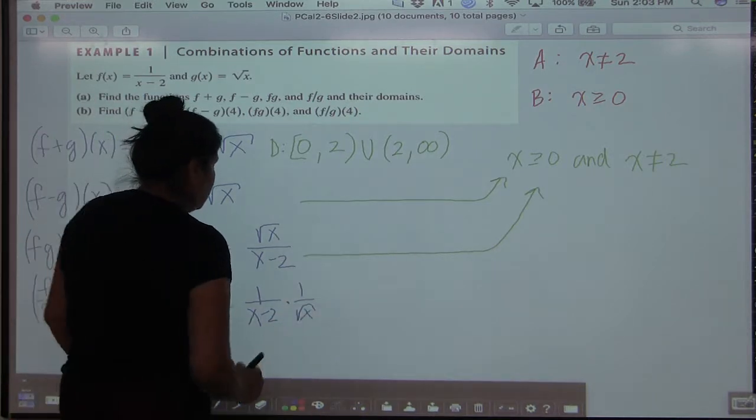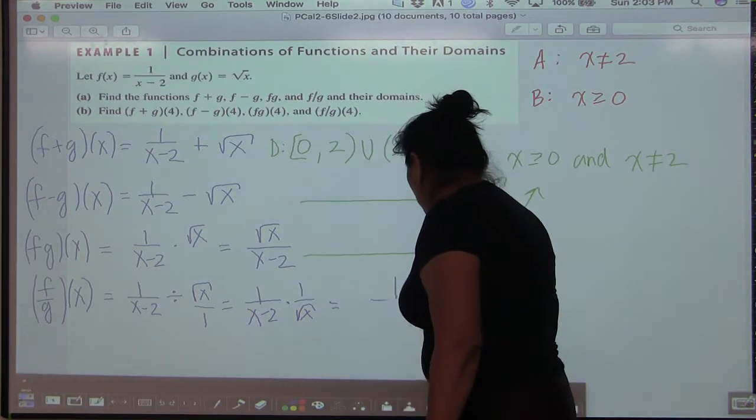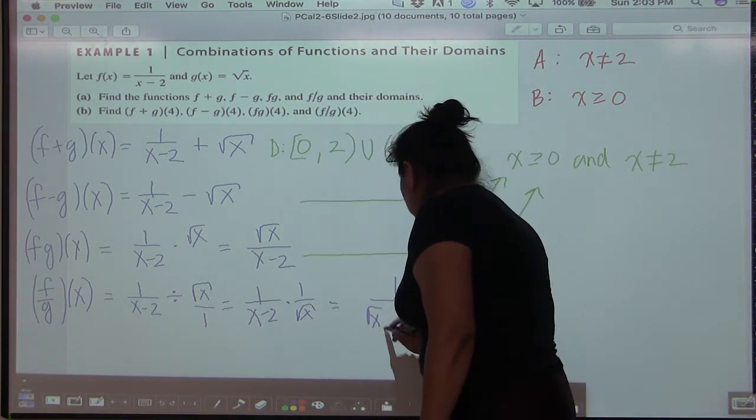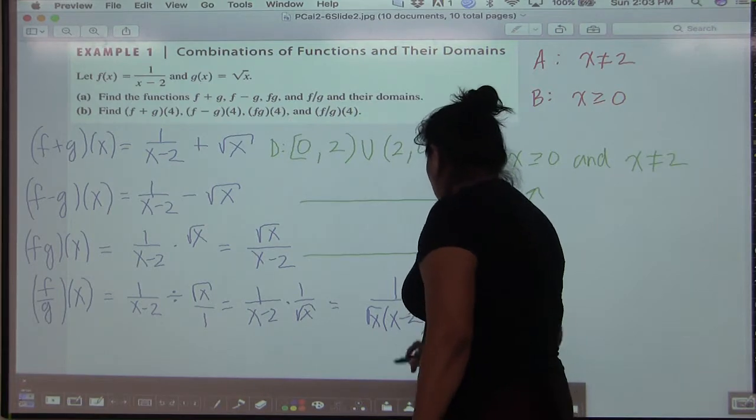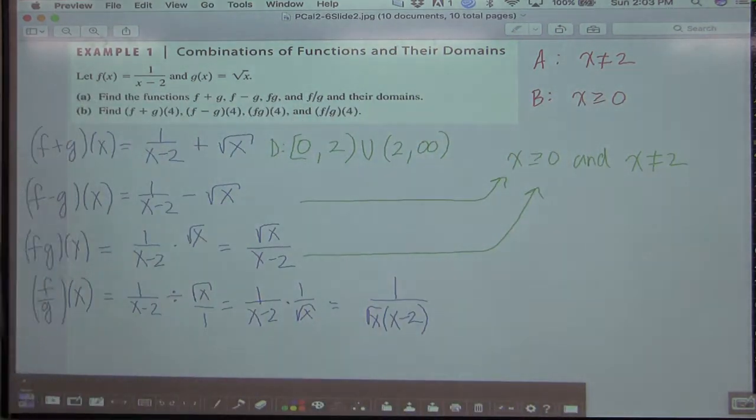root x. And then I can write 1 over root x times x minus 2. That would be as much simplification as you would need. I know that you're used to not seeing square roots in the bottom, but I assure you that in this case it's okay.